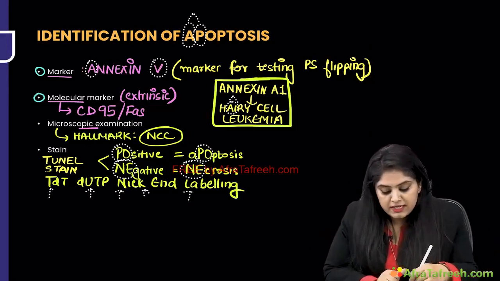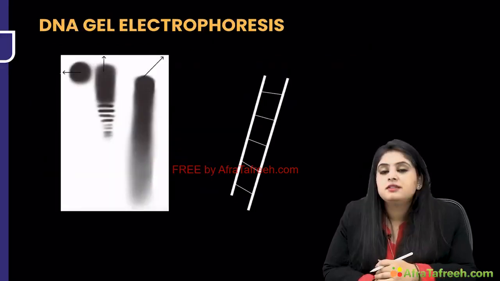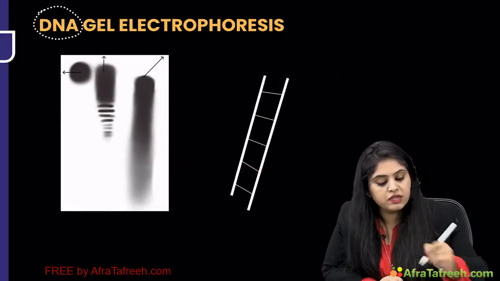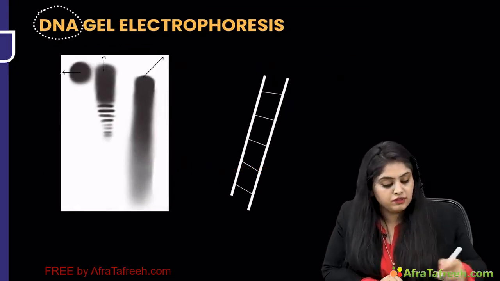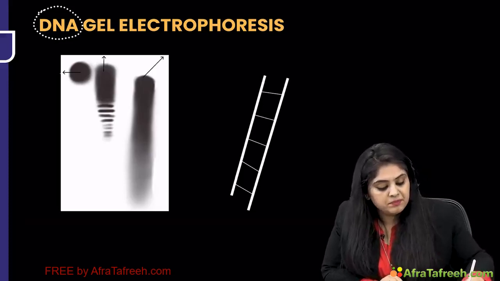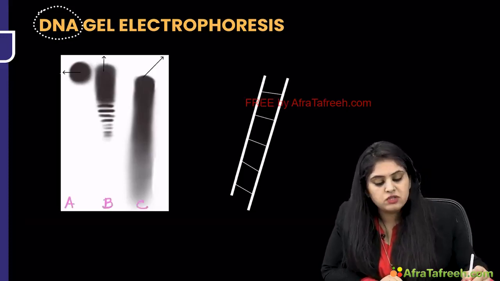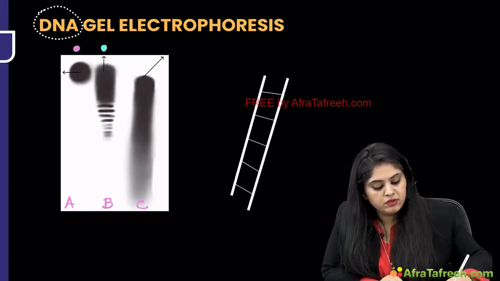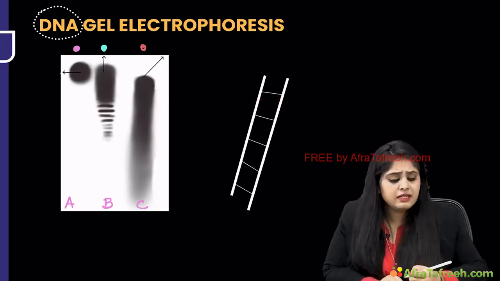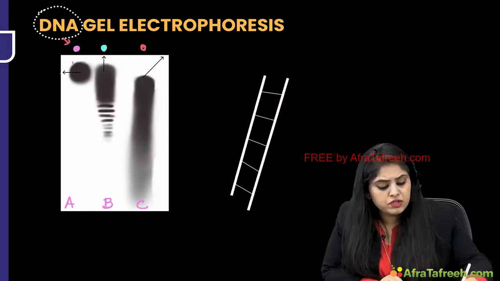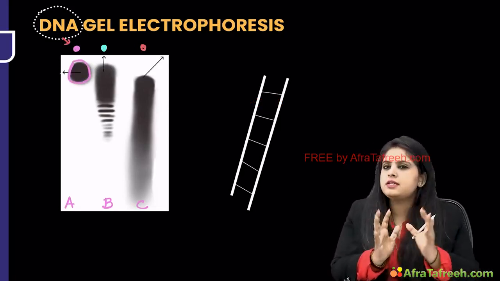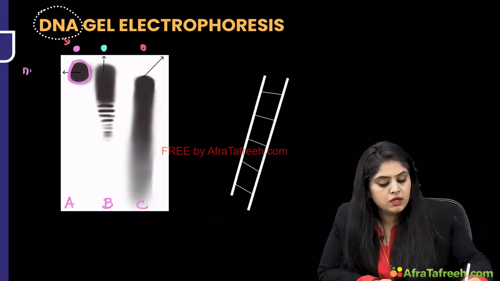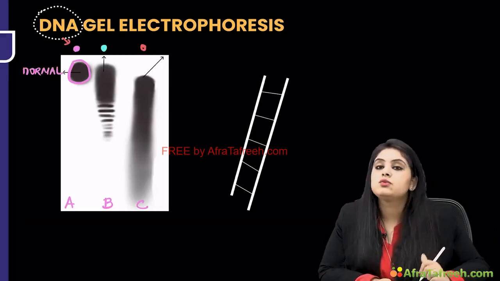Coming to the last method of identifying, what is the last method going to be? The very, very famous gel electrophoresis. Which gel electrophoresis are we talking about? The DNA gel electrophoresis. So what have I done? There are three people, patient A, patient B, and patient C. I have kept the DNA of patient A over here, DNA of patient B over here, and C over here. I realized that the DNA of the first patient remained as it is, like an intact clump, because does he have any cell death? Is the nucleus breaking? No, this is a totally normal person. So person A is totally normal.